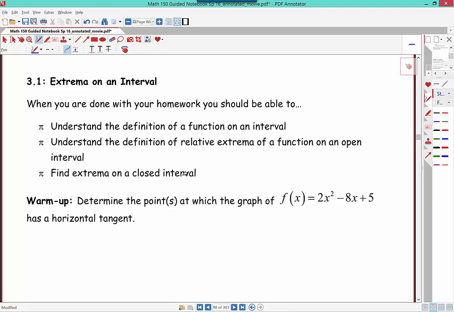We'll be covering 3.1 from the Larson and Edwards Calculus text today, which covers extrema on an interval. So go ahead and open up your notebook.